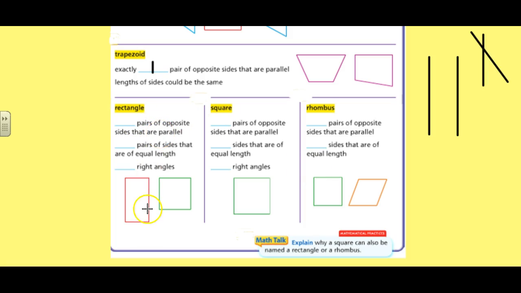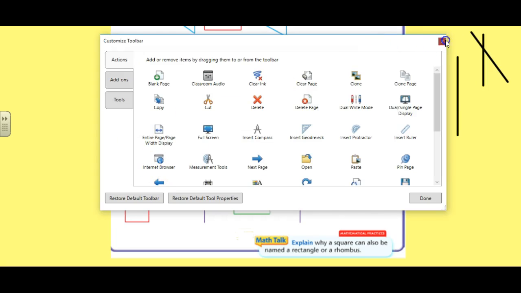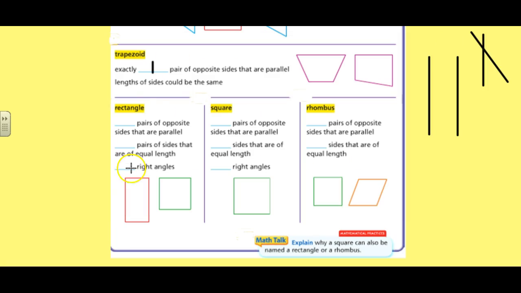So we're going to look at a rectangle, and we're going to see how many pairs of opposite sides are parallel. And if you remember, parallel means two lines that are never going to meet. So when you're looking at these opposite sides of this rectangle, here's one side and here's another side. If these sides were to keep going and going, would they ever meet or touch anywhere? And your answer should be no. So right now we've got one pair of opposite sides that are parallel.